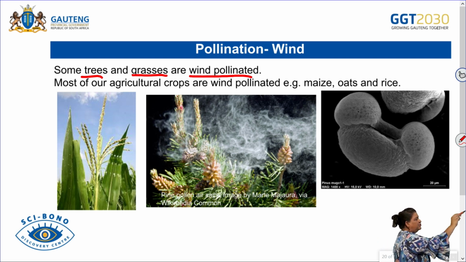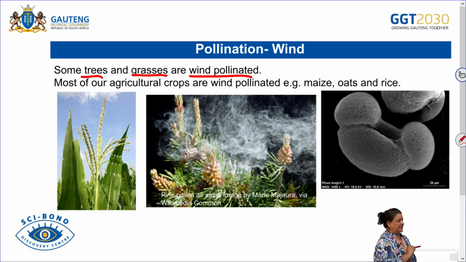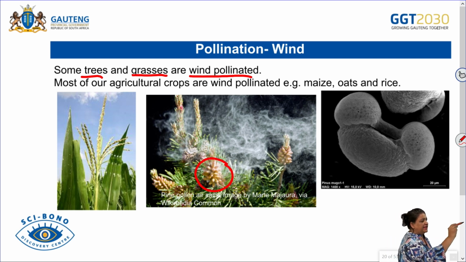So here you can see this is like your wheat. This is your pine cones. Look at this pine cones. Remember when you did gymnosperms that the male cone is smaller and it's found in clusters. And they're smaller because they produce large amounts of pollen. So here's your cluster of male cones.